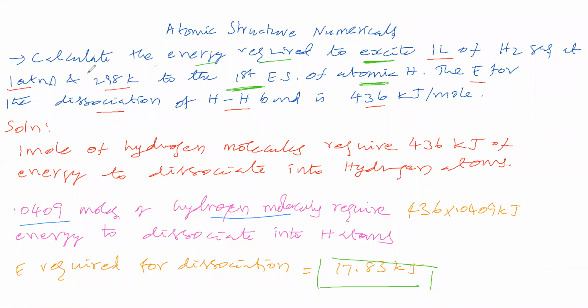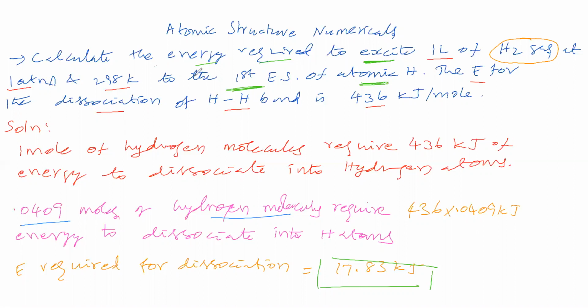Now, what they are asking, we will see: calculate the energy required to excite 1 liter of hydrogen gas at 1 atmosphere and 298 Kelvin to the first excited state of atomic hydrogen. That means they have given hydrogen gas, which contains hydrogen molecules. These hydrogen molecules we have to convert into hydrogen atoms. Then we have to excite hydrogen atoms to which level? First excited state. So for dissociating, to convert molecules into atoms, we want energy; that is dissociation. And to excite atoms into the first excited state, excitation energy is required.